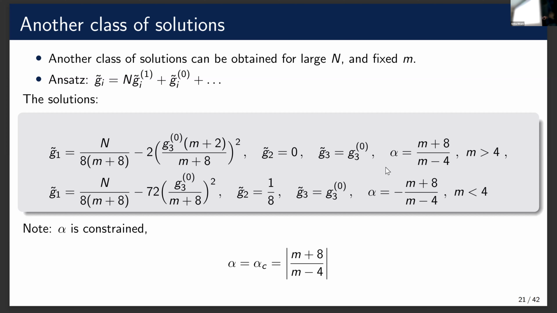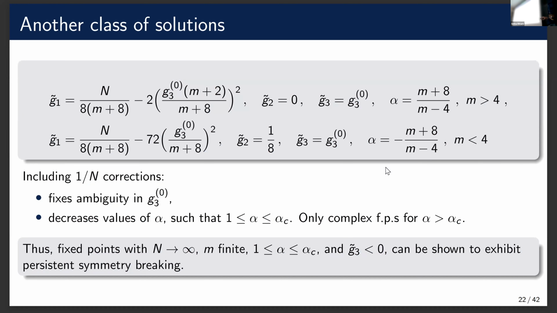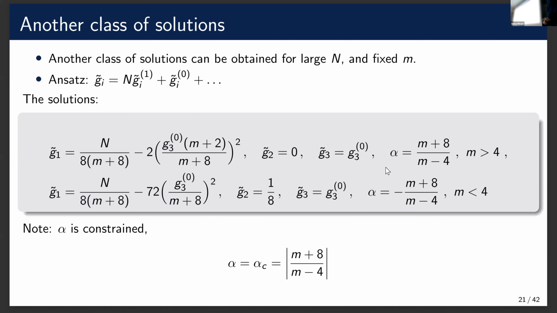The thing to be noted is that at large n and finite m, the value of alpha actually gets fixed to this mod of m plus 8 over m minus 4 for any value of n. What it means is that if I include 1 over n corrections to these solutions, because these were the leading large n solutions, then it does two things. One is that it fixes the value of G3, and it reduces the value of alpha. So in order not to get complex fixed points, we can always have an alpha that is between this 1 and this alpha c, and alpha c was the one that we considered before.